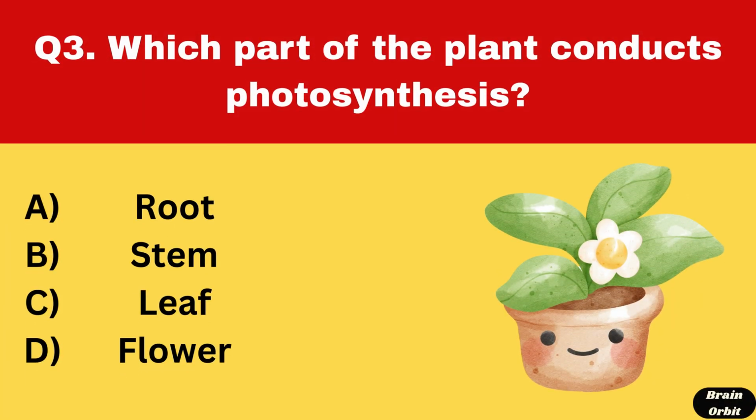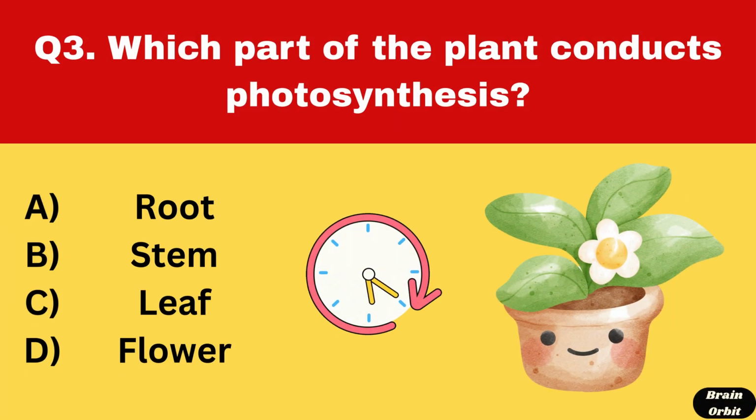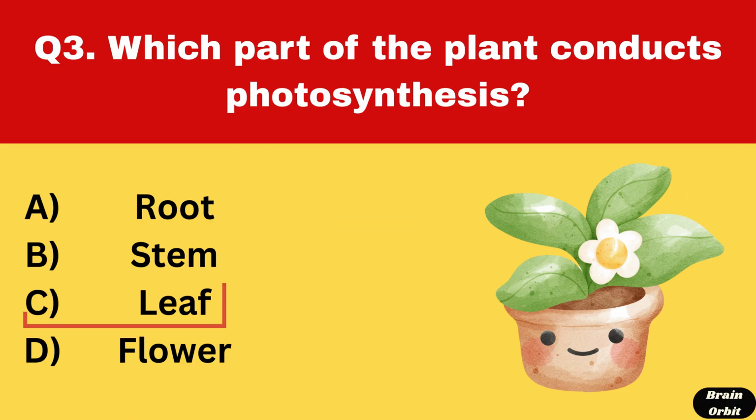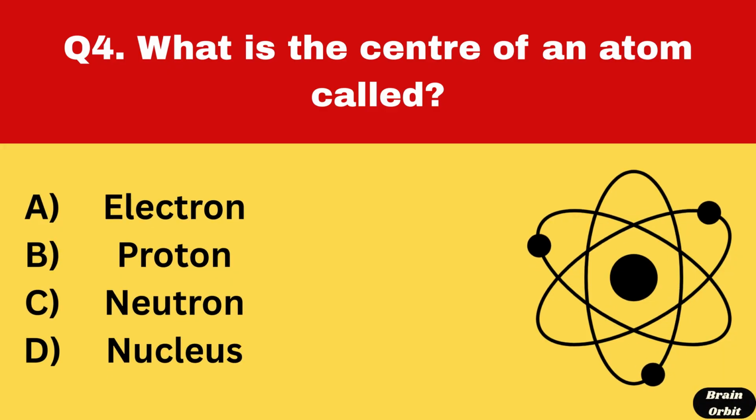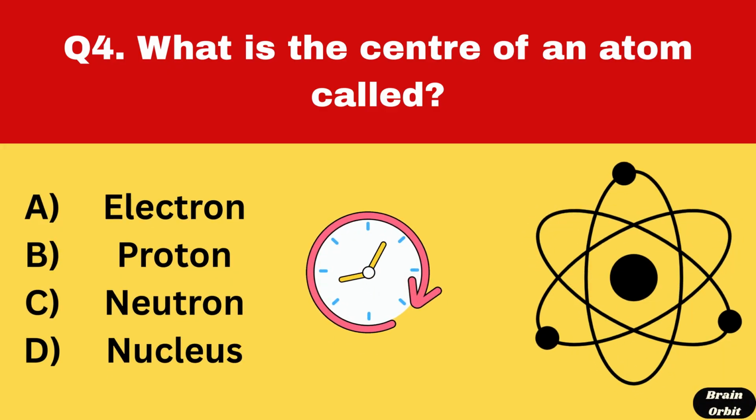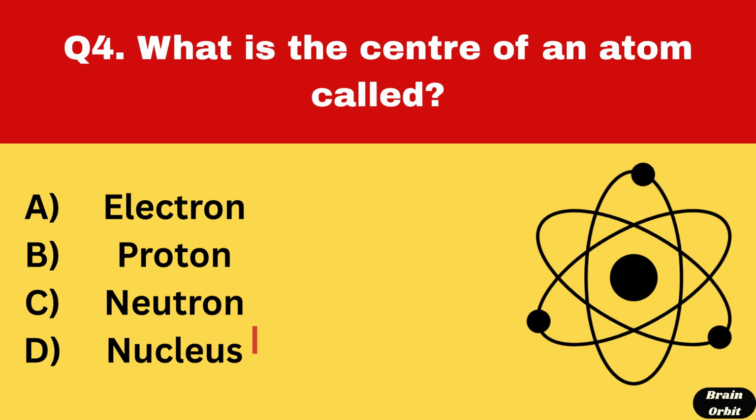Which part of the plant conducts photosynthesis? Right answer option C, leaf. What is the center of an atom called? Right answer option D, nucleus.